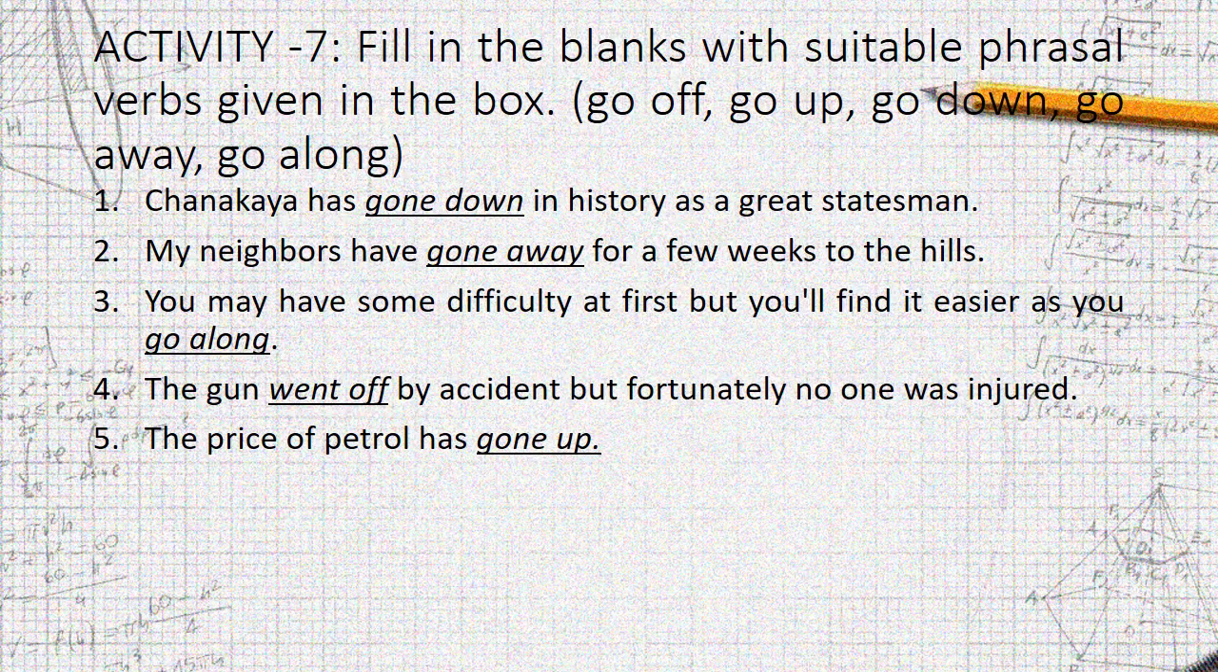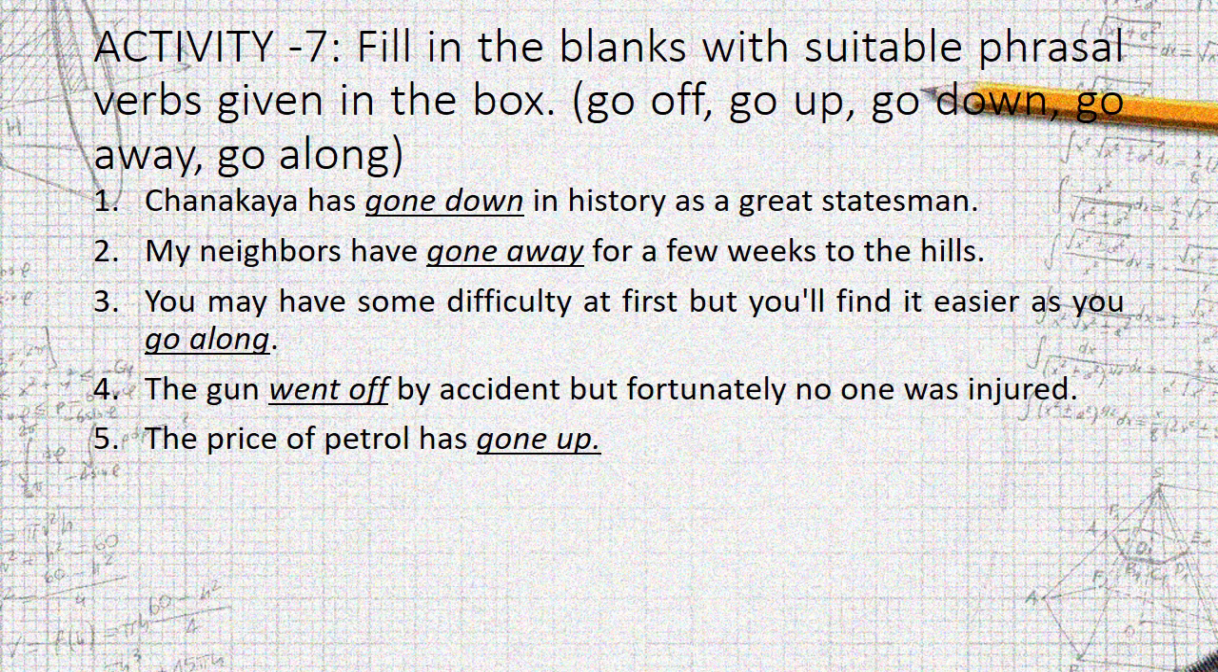Activity 7. Fill in the blanks with suitable phrasal verbs given in the box. Go off, go up, go down, go away, go along. Now, phrasal verbs. Phrasal verbs are verbs which do not mean the same. Phrasal means related to phrase, and phrase means a part of sentences or a group of words. That is called phrase. And phrasal verbs are verbs which are used together, but these verbs do not mean the same as their singular meaning.